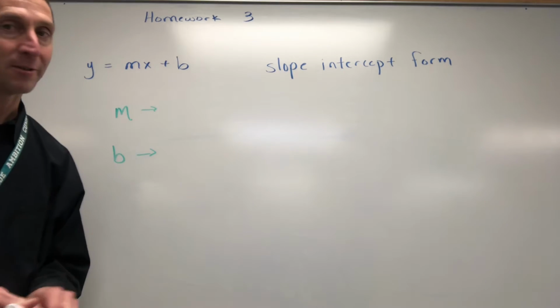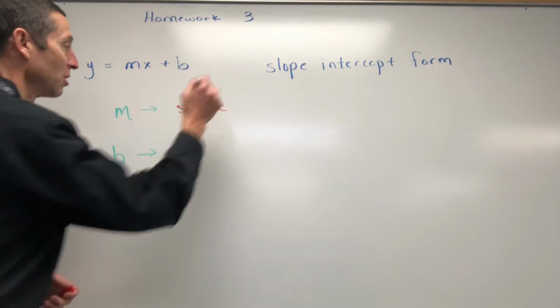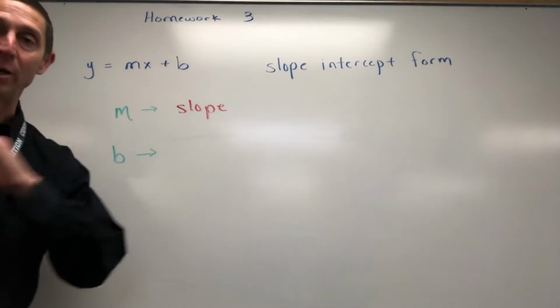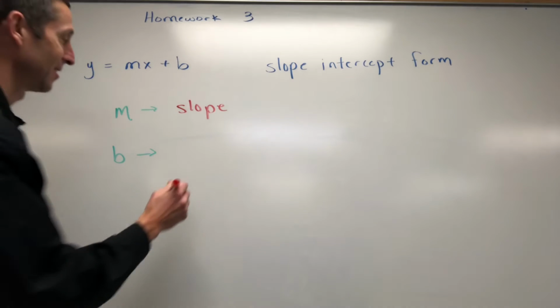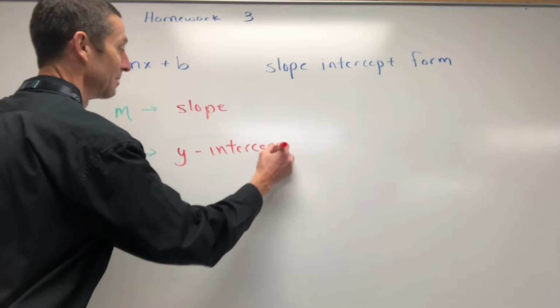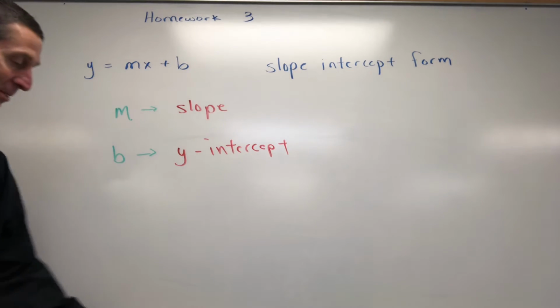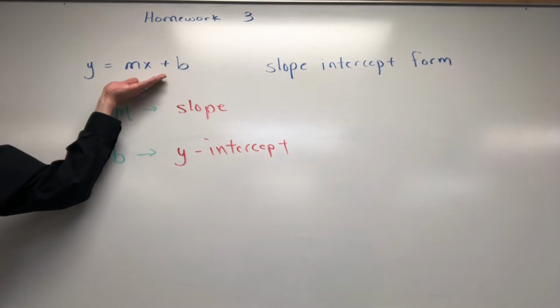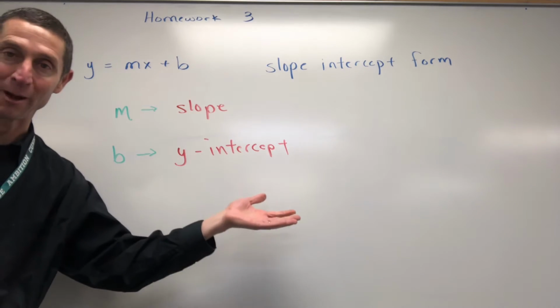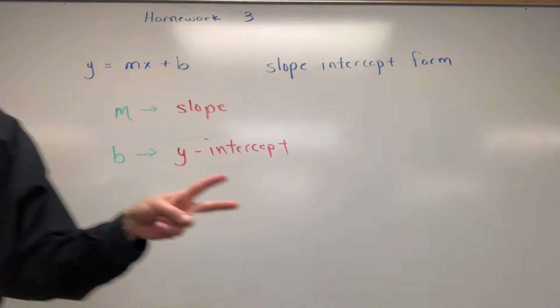So m, that always stands for the slope. Anytime you talk about m, m stands for slope. And b is where you hit the y-axis, otherwise known as the y-intercept. So m, slope, b, y-intercept. And one of the equations that never goes away, y equals mx plus b. So let's do two things today. Let's find m, let's find b.